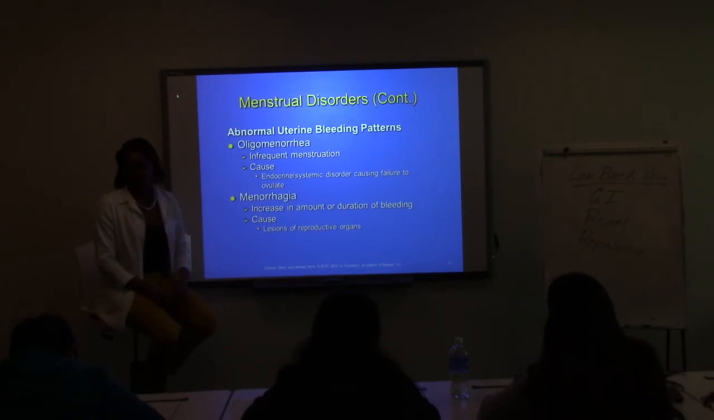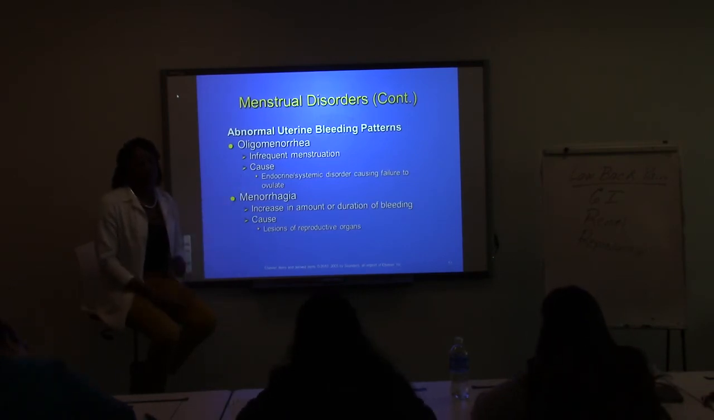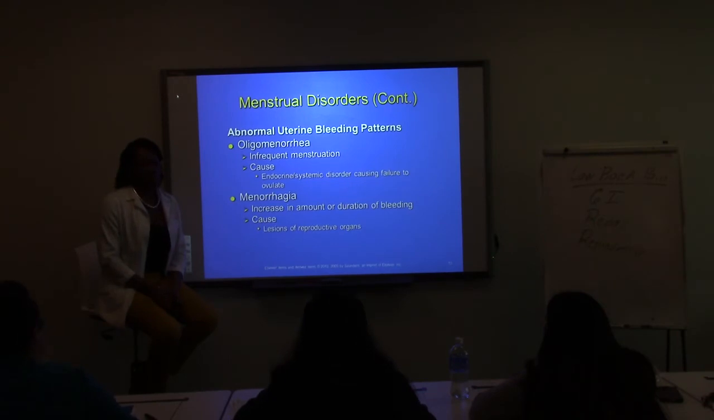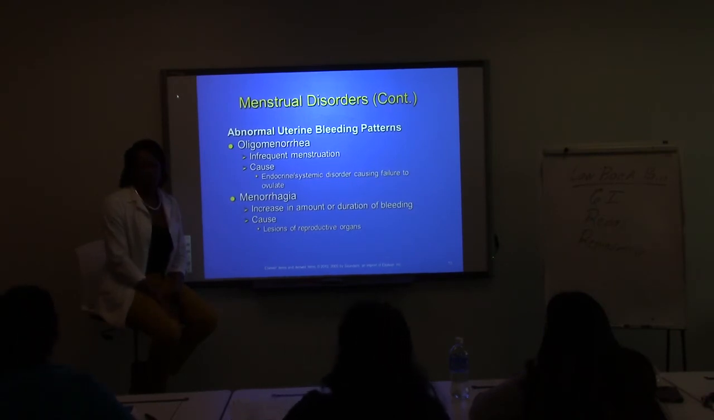Oligomenorrhea, I think this is the one you're talking about. This is infrequent menstruation. This is when a female has a cycle one month, the next month they don't have anything, the next month after that they don't have anything, and then the following month, here we go, they have a cycle. So this is where the cycles are infrequent, kind of like irregular. Sometimes spotting can also be a part of this too.